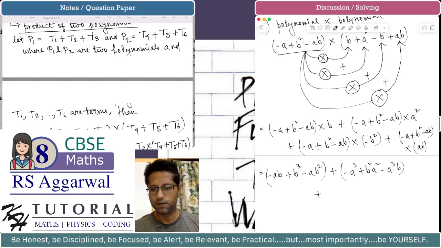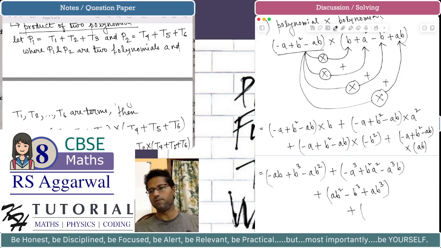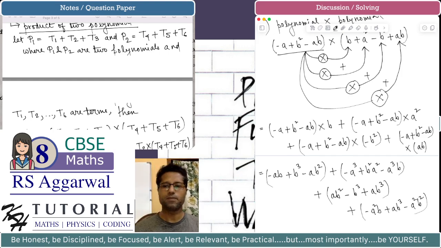Similarly, the third one will be ab square minus b cube plus ab cube, and the last result, the product of the monomial ab and the first polynomial, will be minus a square b plus ab cube minus a square b square.